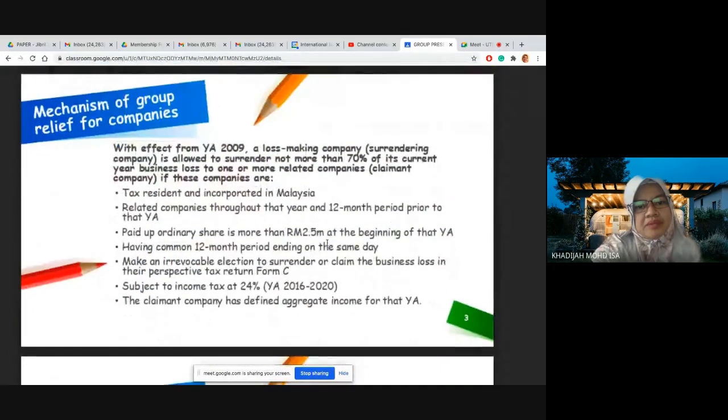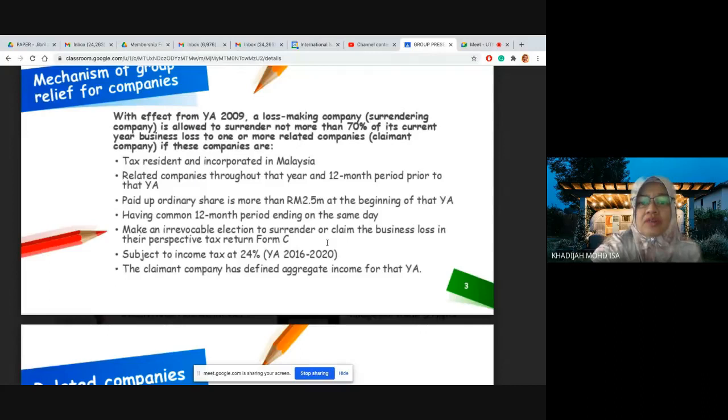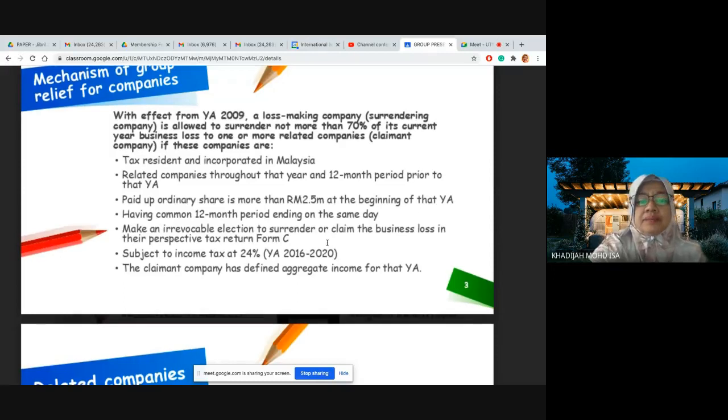Mechanism: the company must be resident, must be related companies throughout that year and the 12-month period prior to that YA, with paid-up capital of more than 2.5 million. So it means that it's not applicable for small and medium enterprises. The paid-up capital must be at least 2.5 million at the beginning of the YA, having a common 12-month period, and make an irrevocable election.